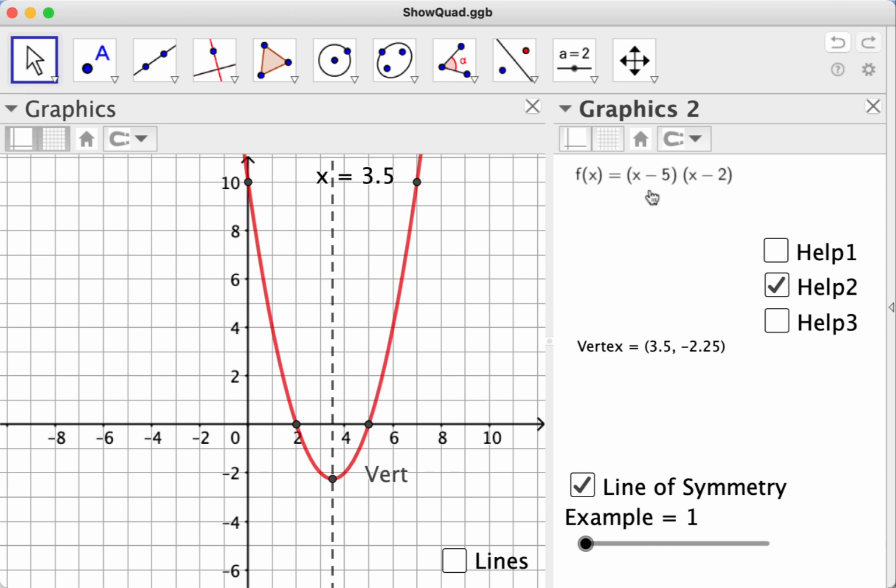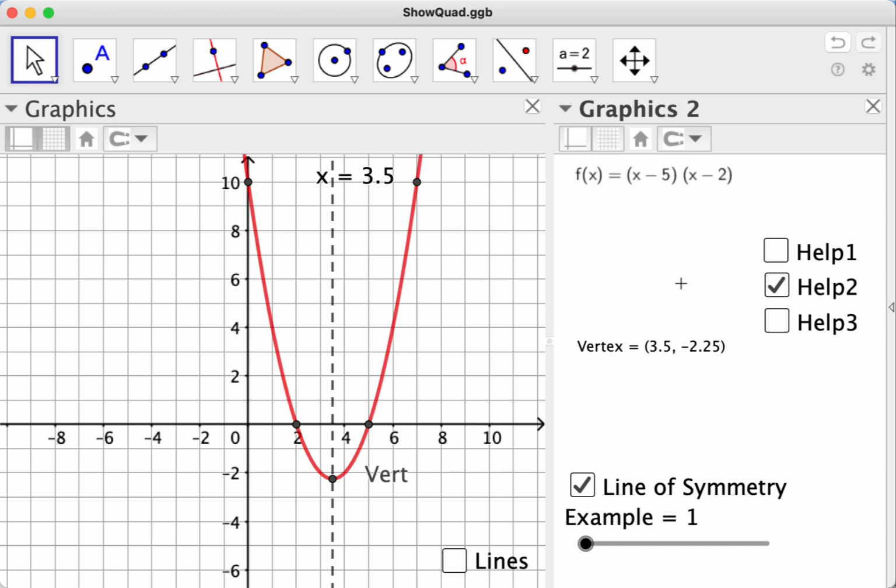So again, by looking at this equation here, you can first figure out that the two x-intercepts are going to be at x equals 5 and x equals 2. Halfway between 5 and 2, or at x equals 3.5, you will have the x value of your vertex. When you plug 3.5 into your equation here, you will get that f of x, or f of 3.5, is equal to negative 2.25. So that gives us the y value for our vertex.